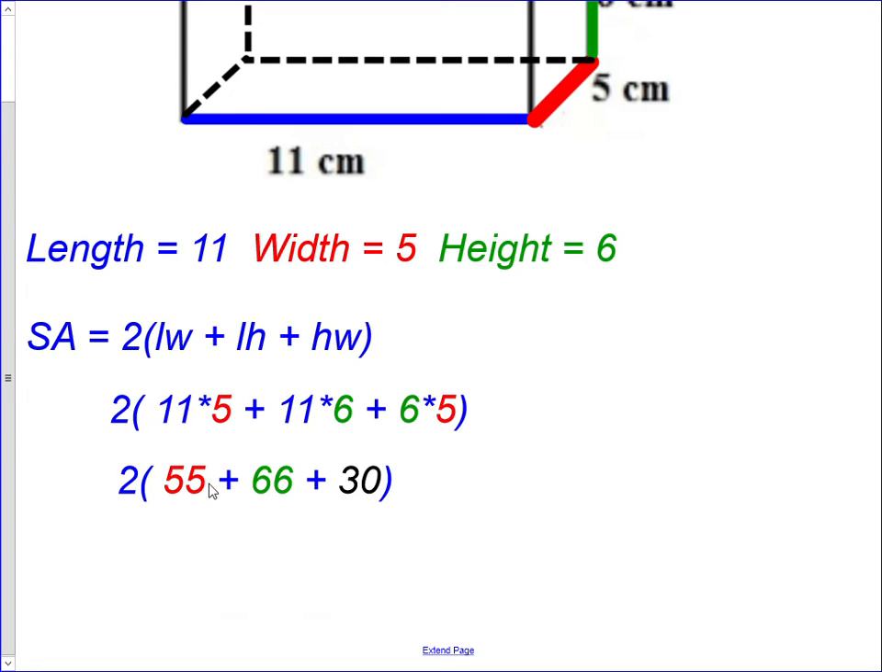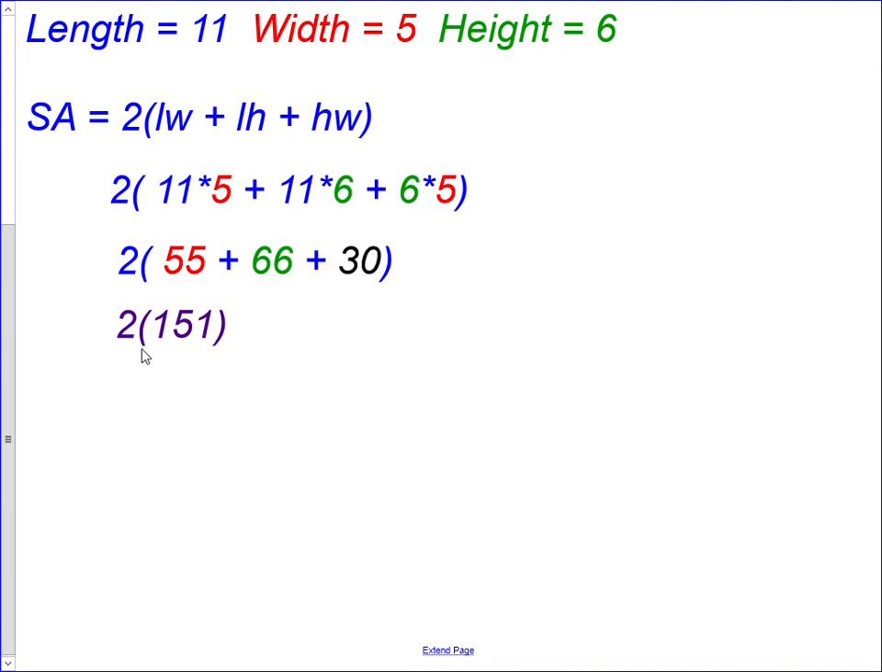Now we need to go ahead and find the sum of this. When we find the sum, we realize that 55 plus 66 plus 30 is 151. Our last step on this would be to go ahead and multiply by 2, which gives us a surface area of 302 centimeters squared. So all the faces, the area of all those faces together equals 302 centimeters squared.